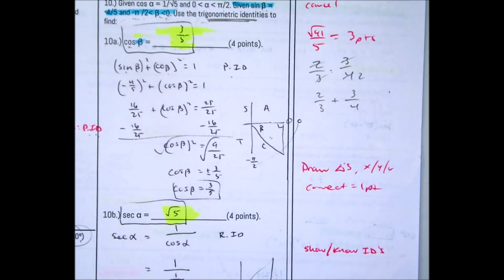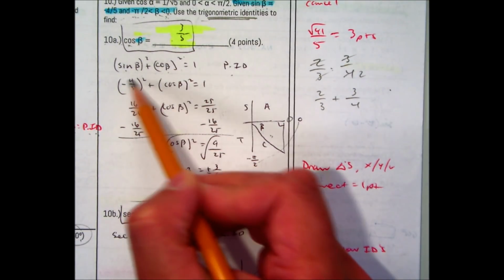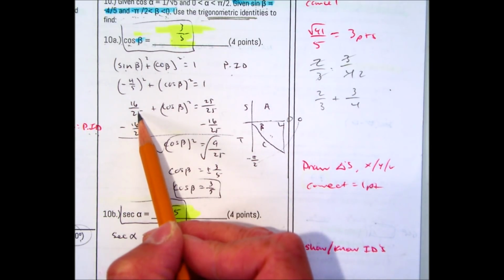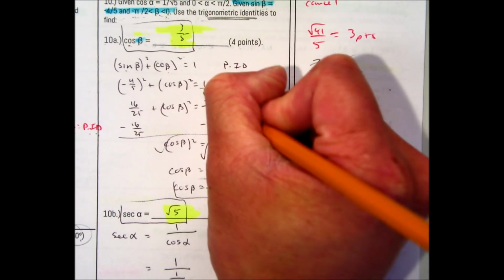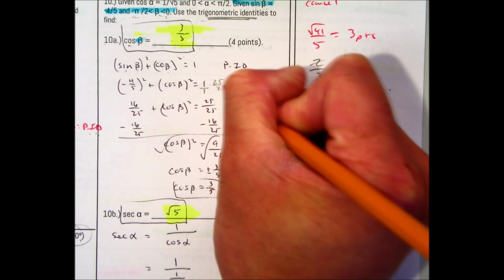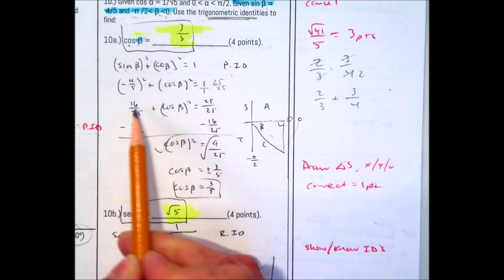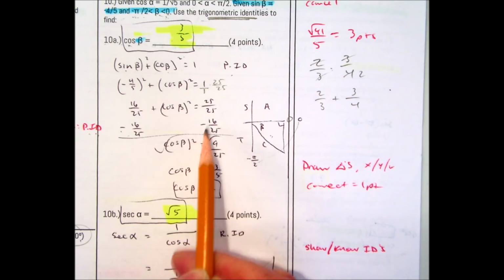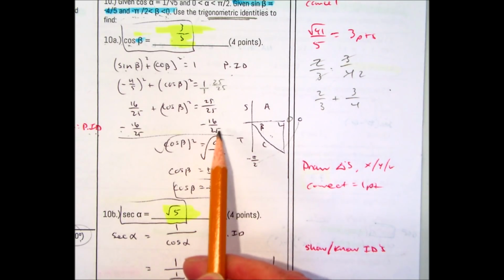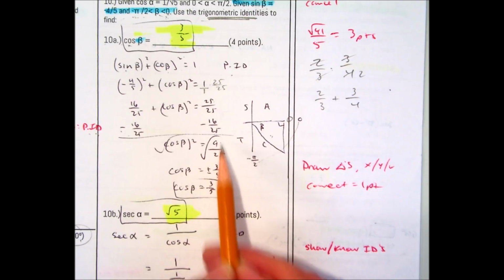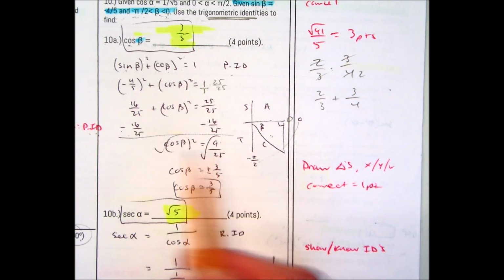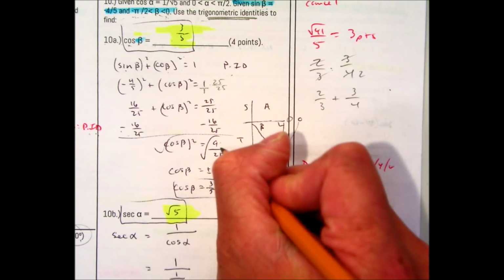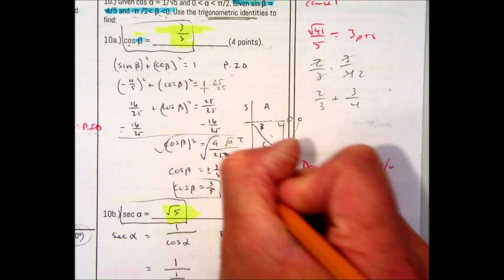From here, we just evaluate. Negative 4/5 times negative 4/5 is 16 over 25. This 1, I just make a fraction and multiply by 25 over 25. The reason why I do that is so when I subtract, 1 minus 16 over 25, or 25 over 25 minus 16 over 25, is 9 over 25. Cosine of beta squared equals 9 over 25, so cosine of beta is the square root of 9 over 25. Remember, this is the square root of 9 over the square root of 25.